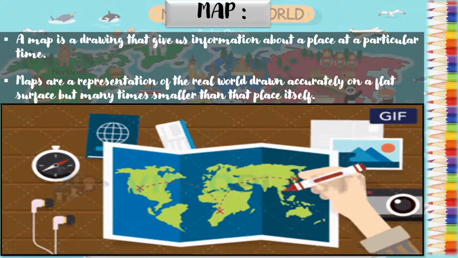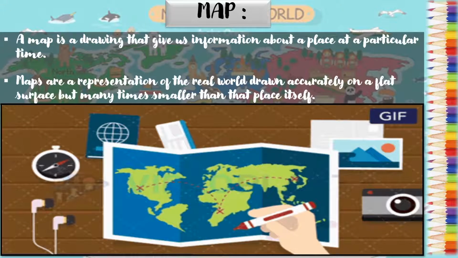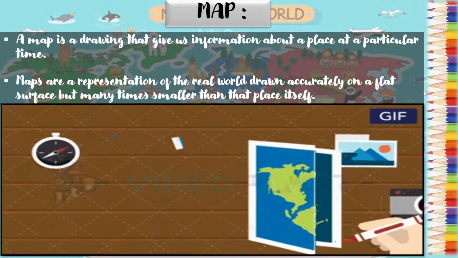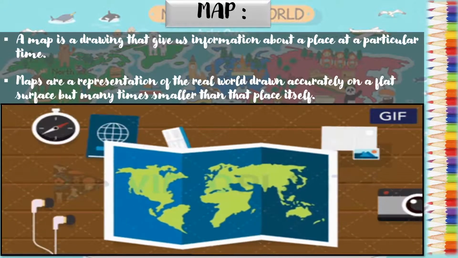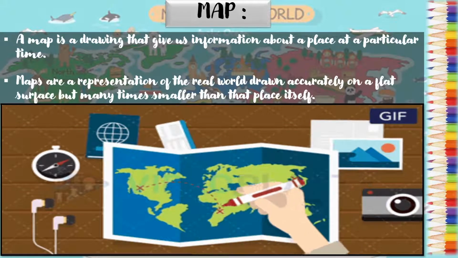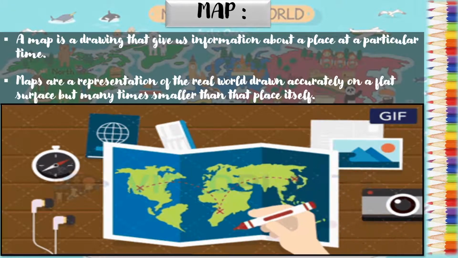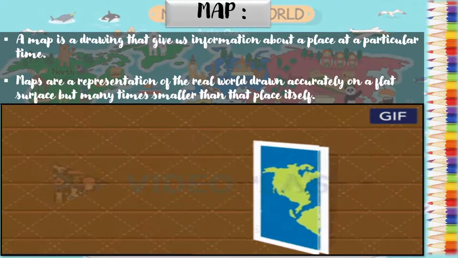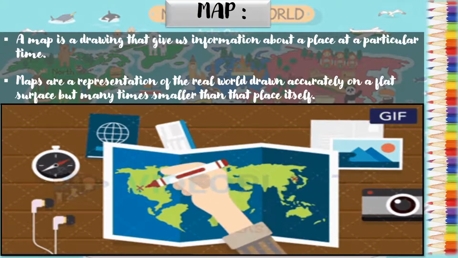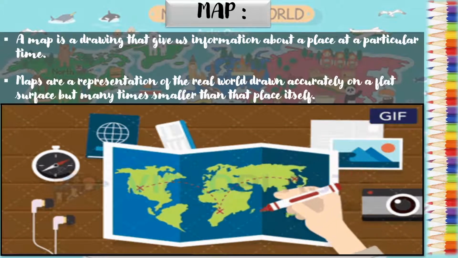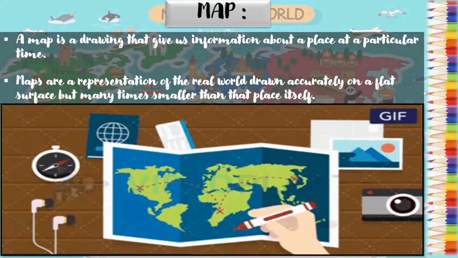All the information about one place cannot be put in a single map. Different aspects of place can be shown in different types of map. For example, map can show distribution of things over earth such as settlement pattern, population, etc.